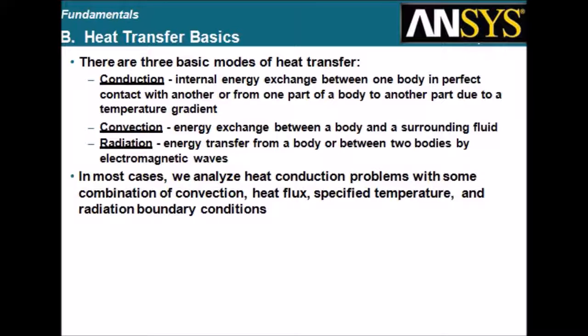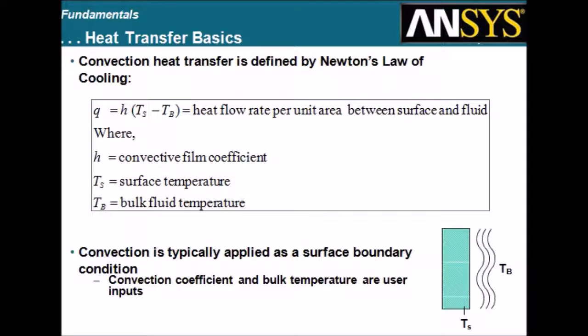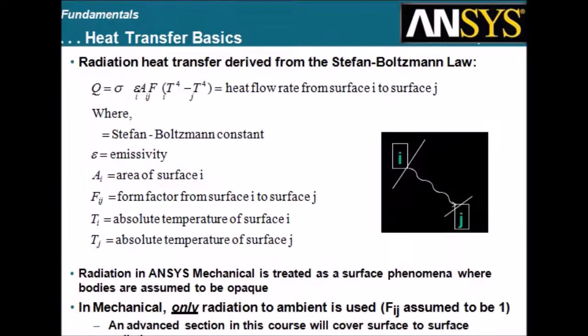radiation boundary conditions. Conduction heat transfer is defined by Fourier's law of conduction, heat flow rate per unit area in direction n. The negative sign indicates that heat flows in the opposite direction of the gradient, i.e., heat flows from hot to cold. Convection heat transfer is defined by Newton's law of cooling, heat flow rate per unit area between surface and fluid. Convection is typically applied as a surface boundary condition. Convection coefficient and bulk temperature are user inputs.